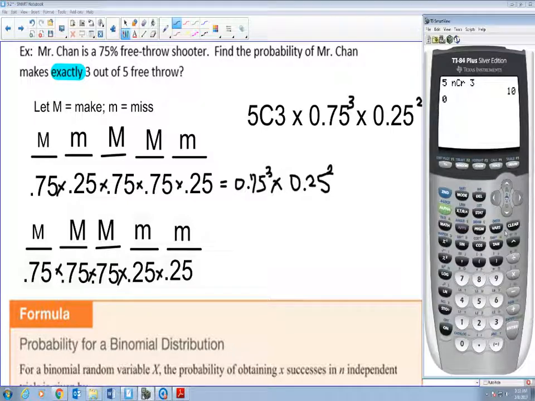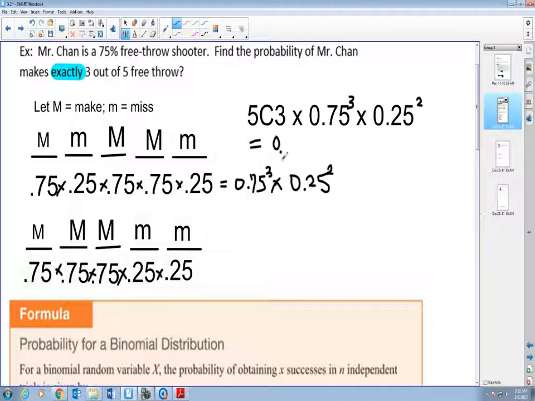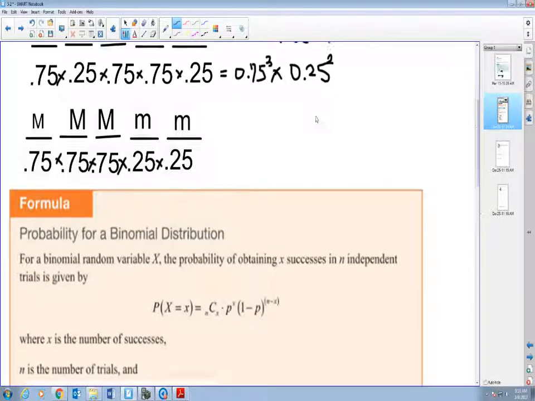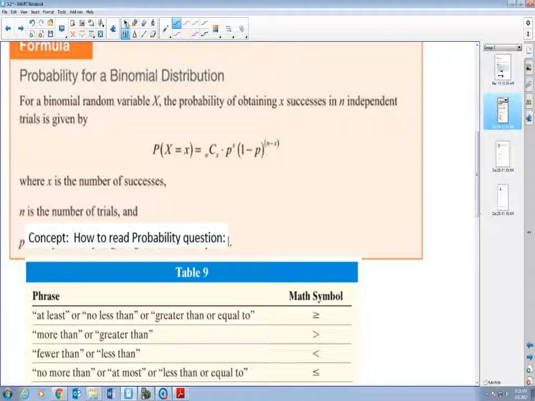So 5 choosing 3, which is 10, times 0.75 to the third times 0.25 to the second power. So the chance of me making exactly 3 free throws is about 0.2637. So that will be about a 26% chance of making the free throws. Alright, so what I just did is exactly what this formula is describing.